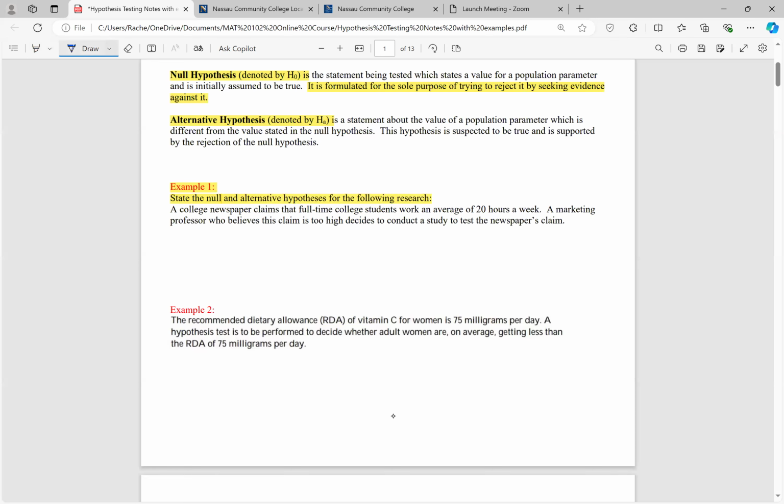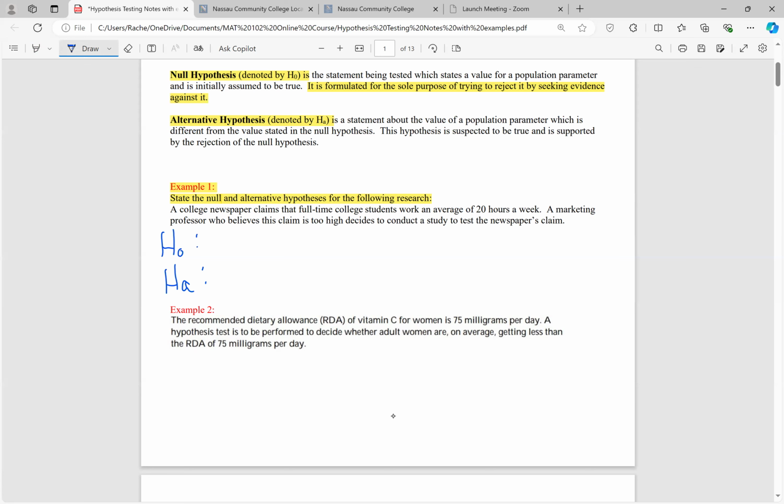A college newspaper claims that full-time college students work an average of 20 hours a week. A marketing professor who believes this claim is too high decides to conduct a study to test the newspaper's claim. So we have 2 different statements here. Now, we're always going to call the null H sub 0, and the alternative is going to be H sub A. Remember, the null is the statement about the parameter that we believe to be true, and the alternative is what we're suspecting.